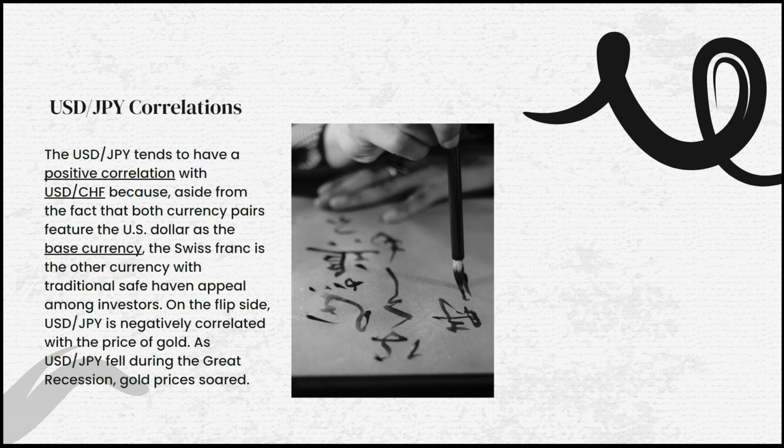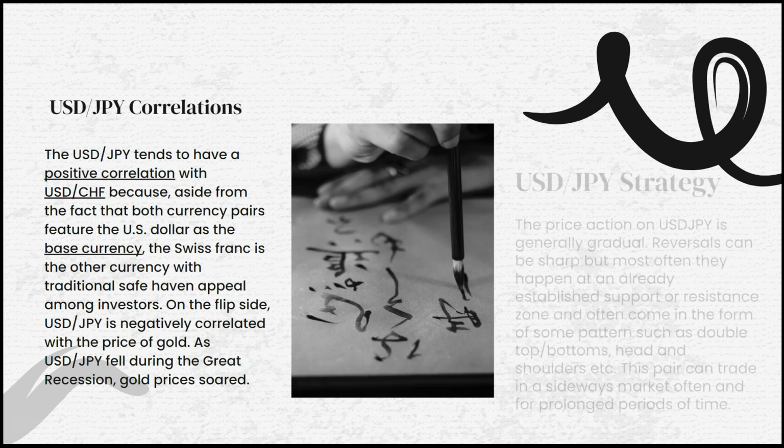Number 4 is trading strategies. The USD JPY correlates, and it is very important to understand the correlation between forex pairs and different economies. The USD JPY tends to have a positive correlation with USD CHF, because aside from the fact that both currency pairs feature the US dollar as a base currency, the Swiss franc is the other currency with traditional safe haven appeal among investors. On the flip side, the USD JPY is negatively correlated with the price of gold. As USD JPY fell during the Great Recession, gold prices soared.